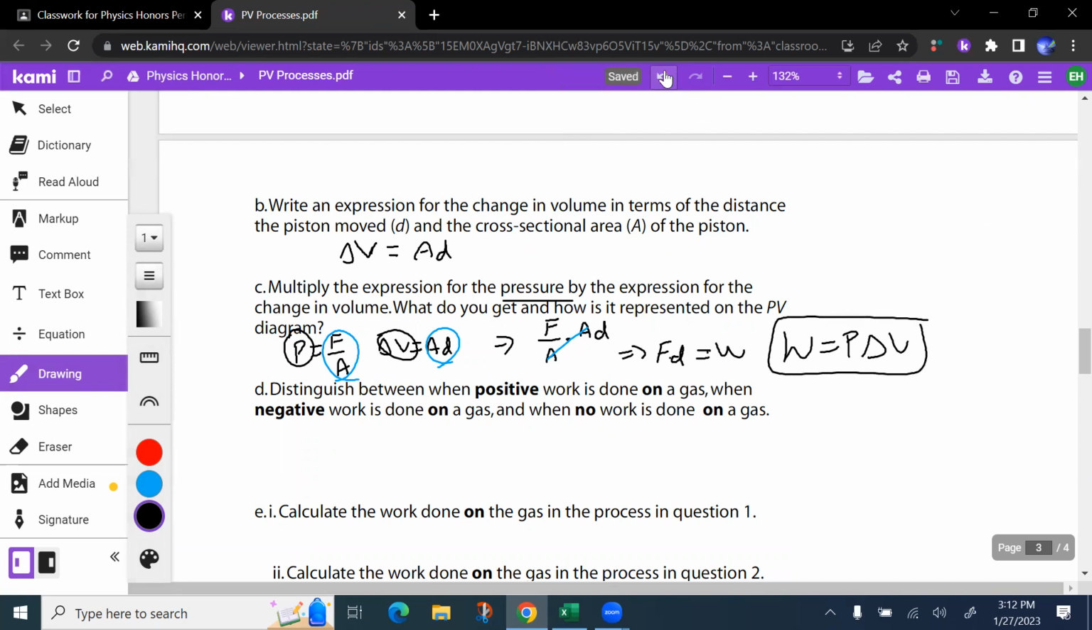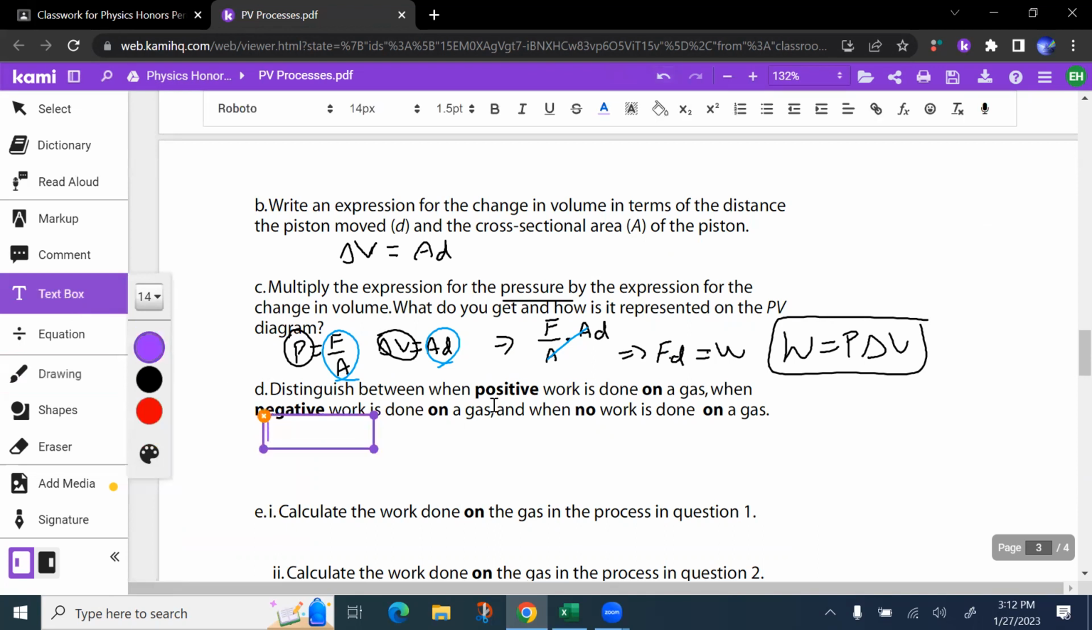Part D, distinguish between when positive work is done on a gas, negative work is done on a gas, and when no work is done on a gas. Well, positive work is done on a gas when the piston falls. What does that mean? The volume decreases. When the volume decreases, the gas molecules move faster. If the energy goes up, positive work was done.